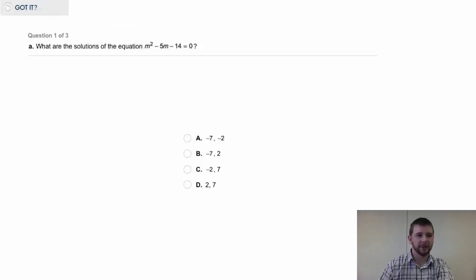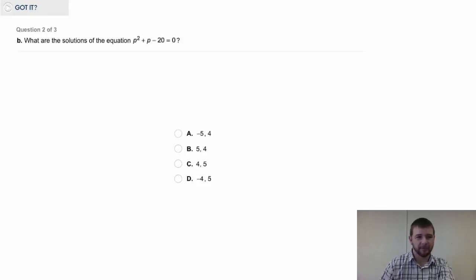And a chance to show that you have got it. Question 1 of 3. What are the solutions of the equation m squared minus 5m minus 14 equals 0? Recall you should factor the expression on the left and then use the zero product property to determine solutions, or values of m, that make the equation true. Work carefully and make your selection from the choices below.